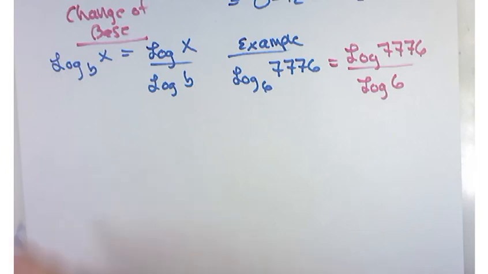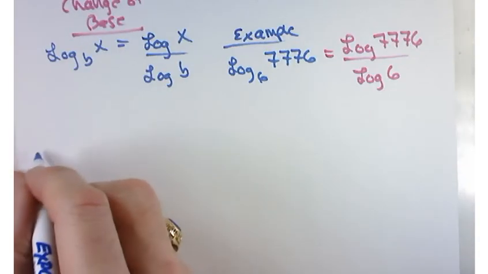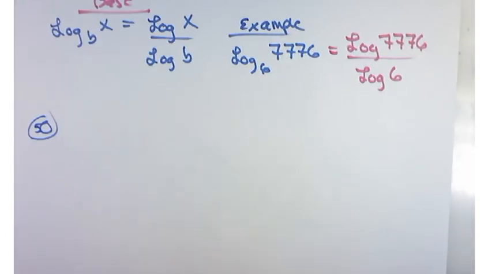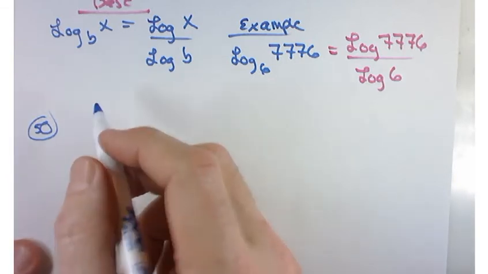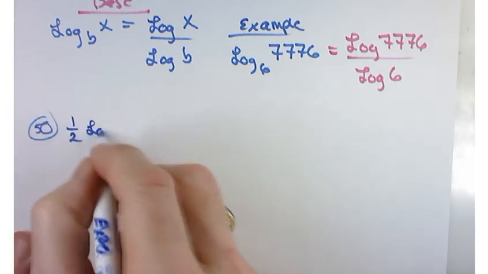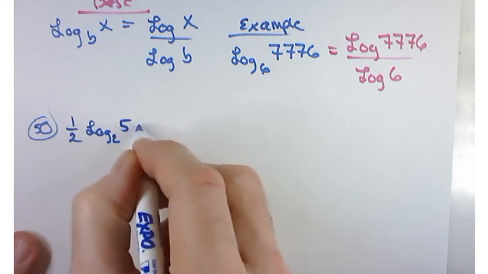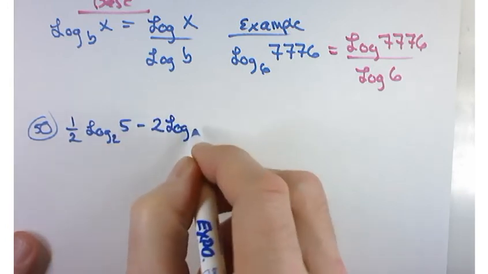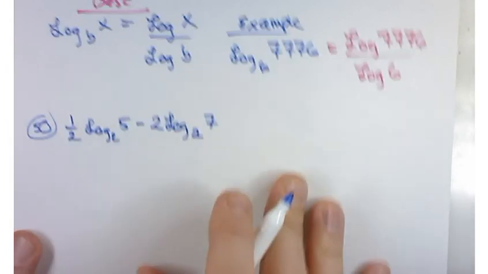So we'll start with number 50. Let me actually read the instructions here to you. It says, use the laws of logarithms to combine the expressions. Okay. Well, let's see. 1/2 log base 2 of 5 minus 2 log base 2 of 7.